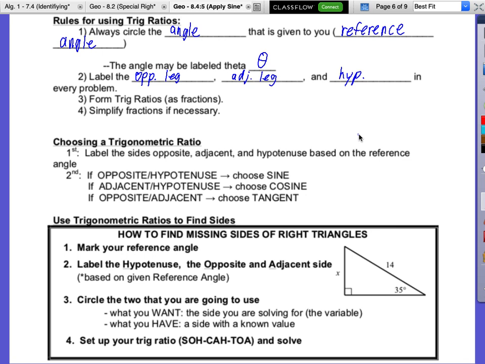We'll go off of our angle and label them opposite, adjacent, hypotenuse, like we talked about. And then we look at what we have and what we need. So let's say we have the opposite leg and we need the hypotenuse. Well, in our SOHCAHTOA, opposite hypotenuse, OH, deals with sine, so we'll choose sine. Adjacent hypotenuse, AH, deals with cosine, so we'll choose cosine. If we're looking at the opposite leg and the adjacent leg, OA, that deals with tangent, so we'll choose tangent.